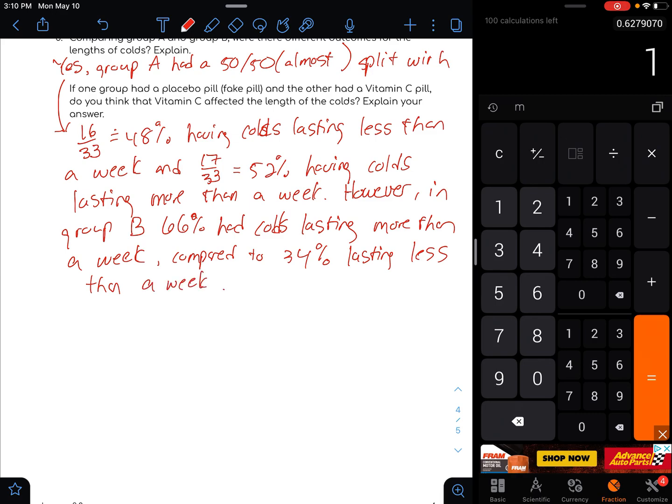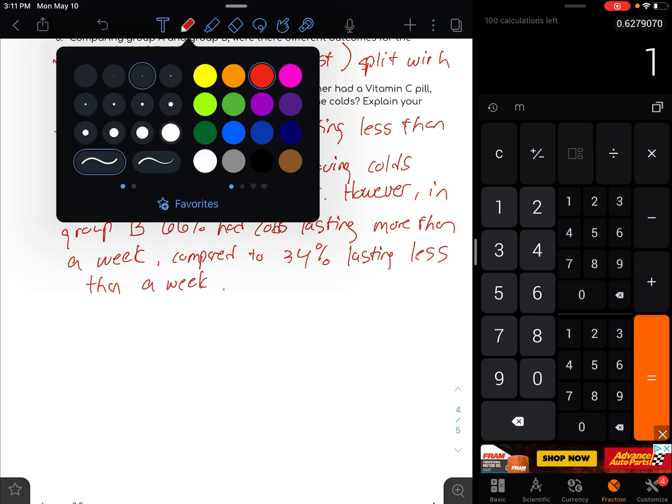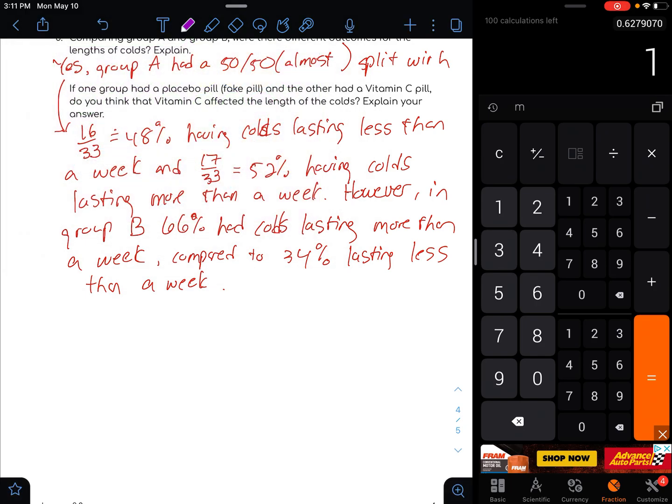So there's a big difference between group A and group B. Group A kind of had that 50-50 split. Now, does group B have a 50-50 split? No, it really doesn't. Group B has a lot larger percentage of colds lasting more than a week. That's interesting. So there is a difference.